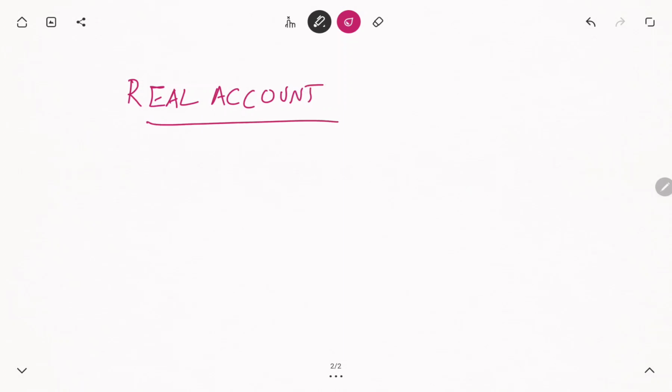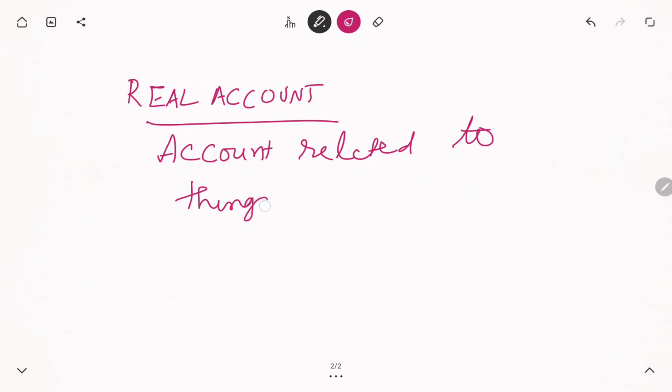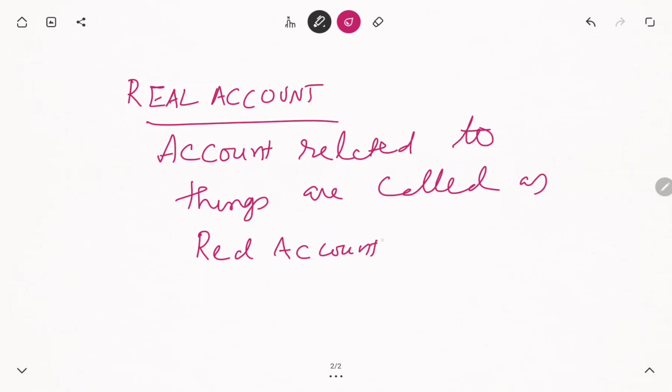What is meant by real account? Students, what is meant by real account? Accounts related to things are called as real account. Examples are very important.